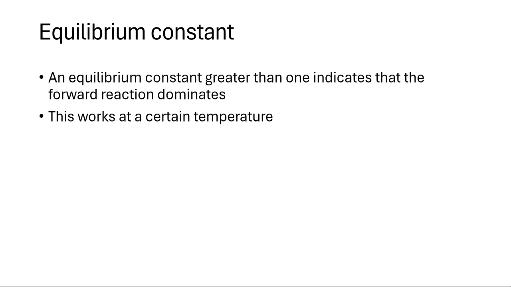Equilibrium constant, yeah? An equilibrium constant greater than 1 indicates that the forward reaction dominates. This works at a certain temperature, yeah? So this changes per temperature. But at a certain temperature, if the temperature is constant, you have something called an equilibrium constant. This is like a ratio of product to reactant, of how much product is formed from reactant, yeah?